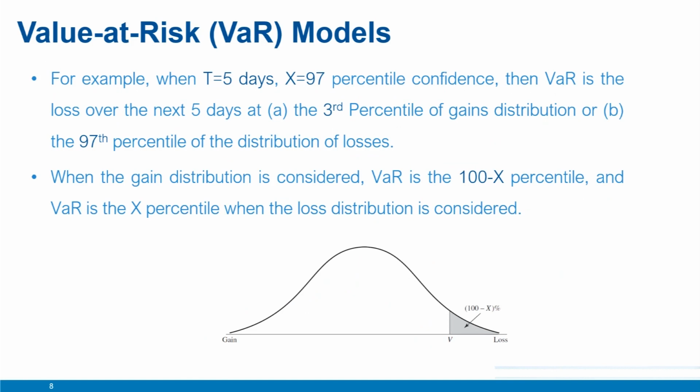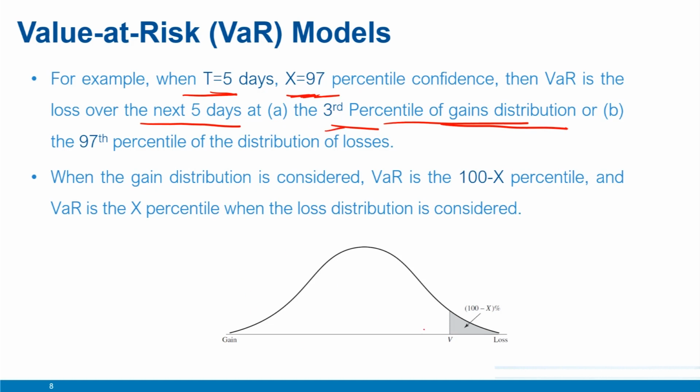Let's put some values here. For example, when t equals a 5-day horizon, when we are looking at possible losses over a 5-day horizon and a confidence level of 97%, so that means you want to be 97% confident, then the VaR measure, value at risk measure, is the loss over the next 5 days. On a gains distribution, it is the third percentile value.